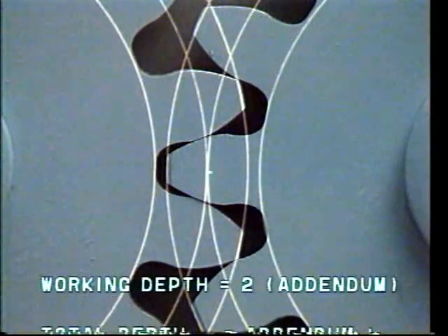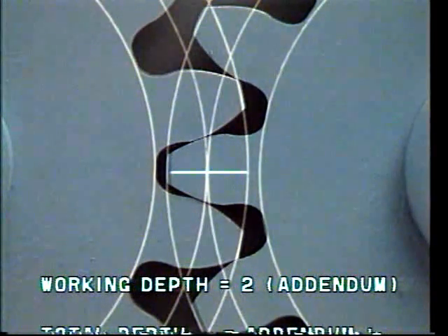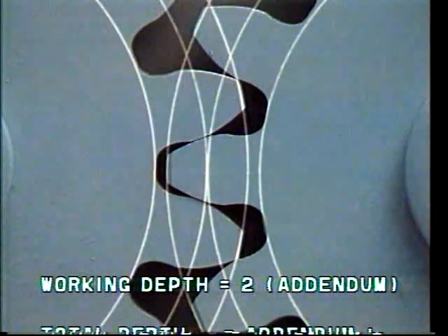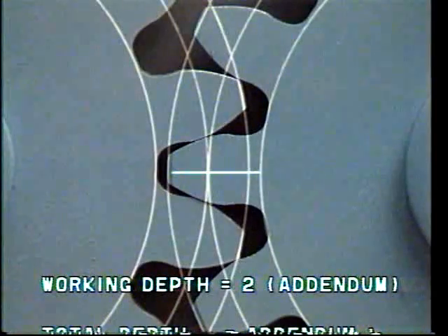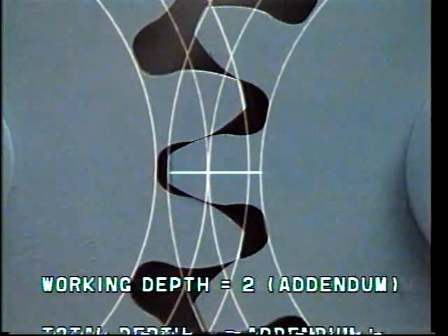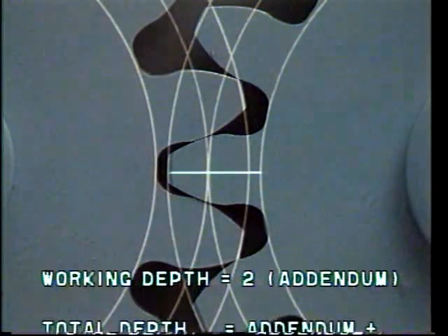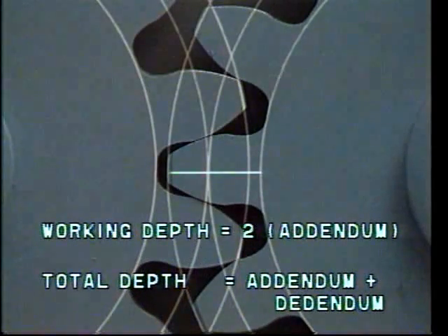When two teeth are in mesh, addendum of one tooth fits into dedendum of the meshing tooth, leaving a small clearance. Thus, the working depth of mating gears is twice the addendum. Since the dedendum is greater than addendum, the total depth of tooth is the sum of addendum and dedendum.